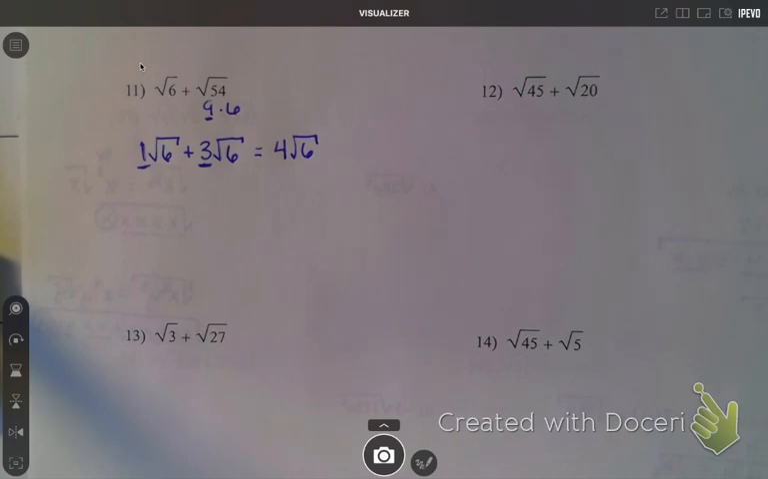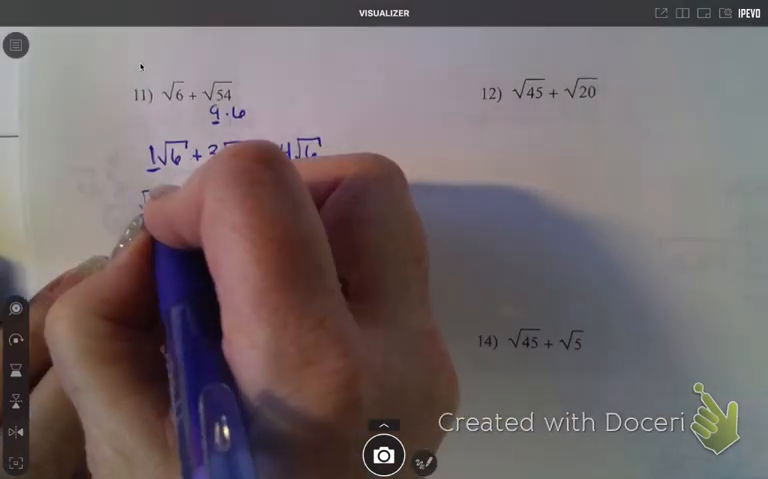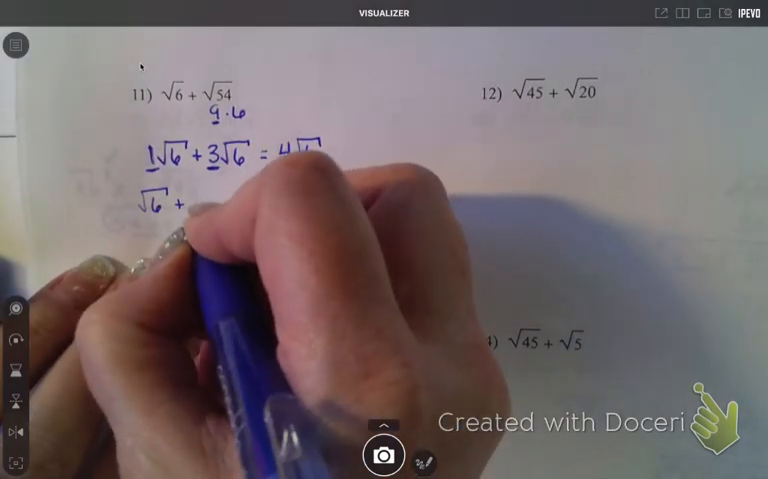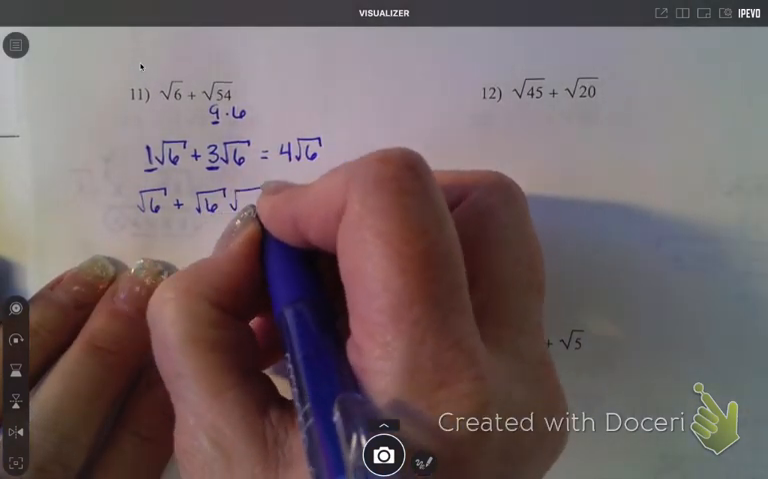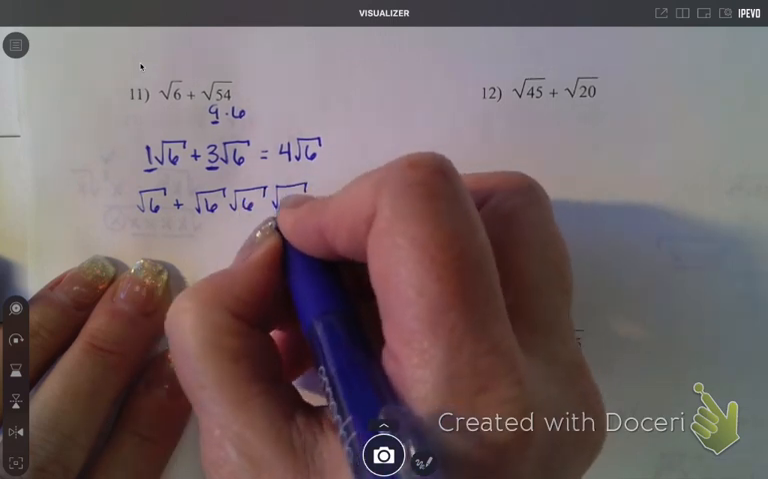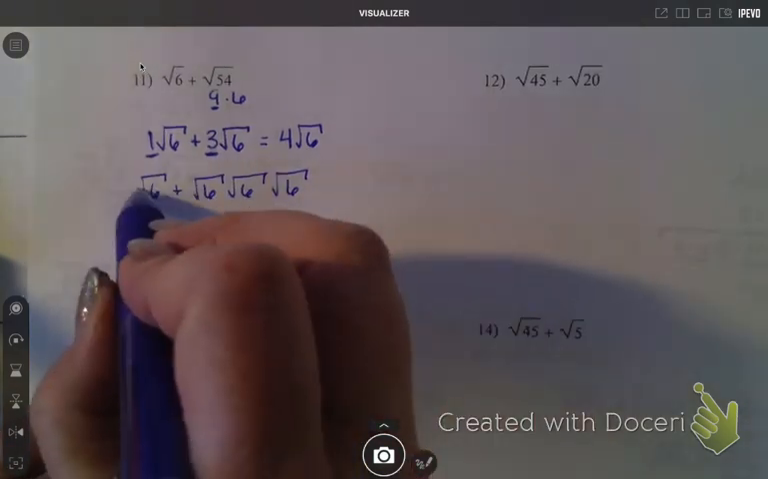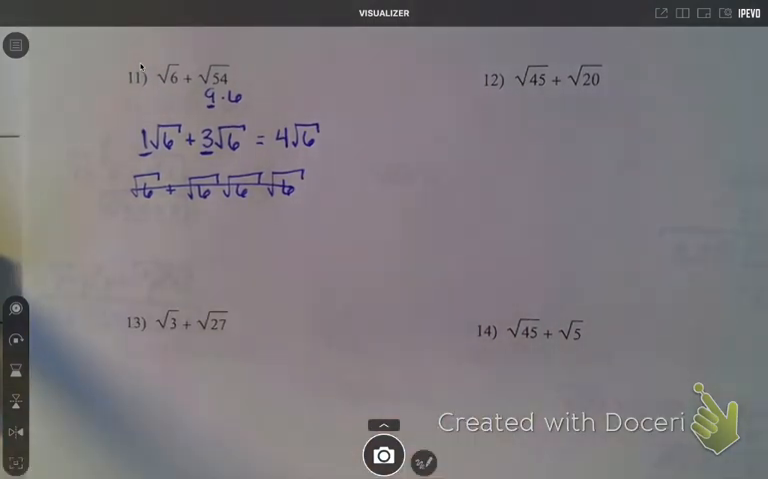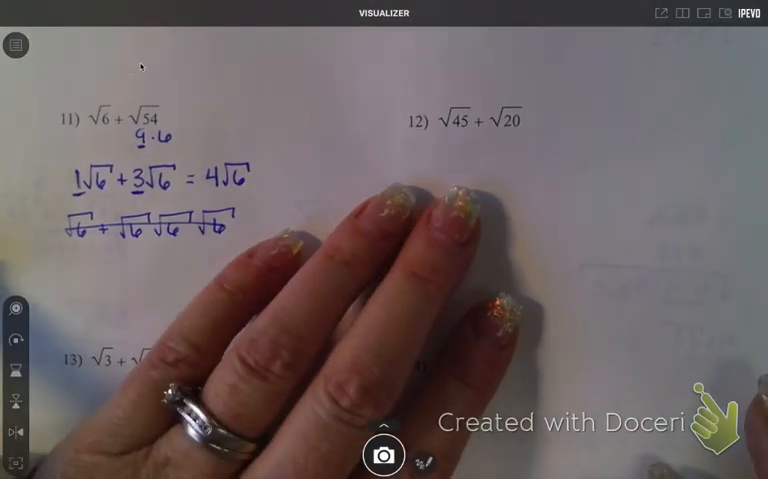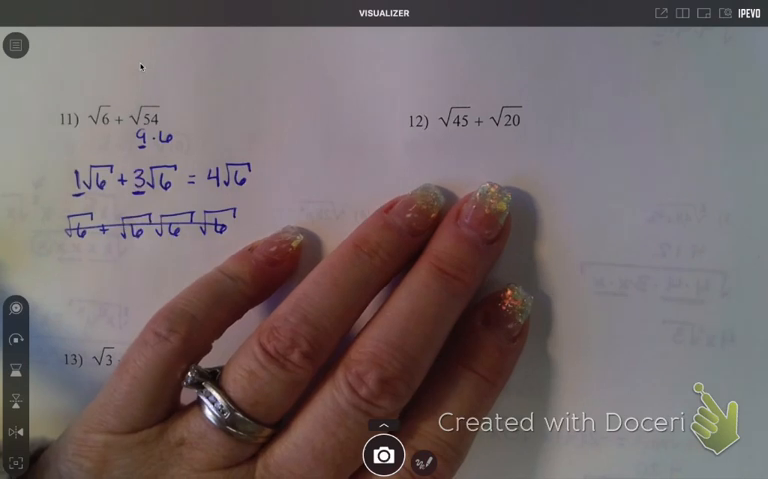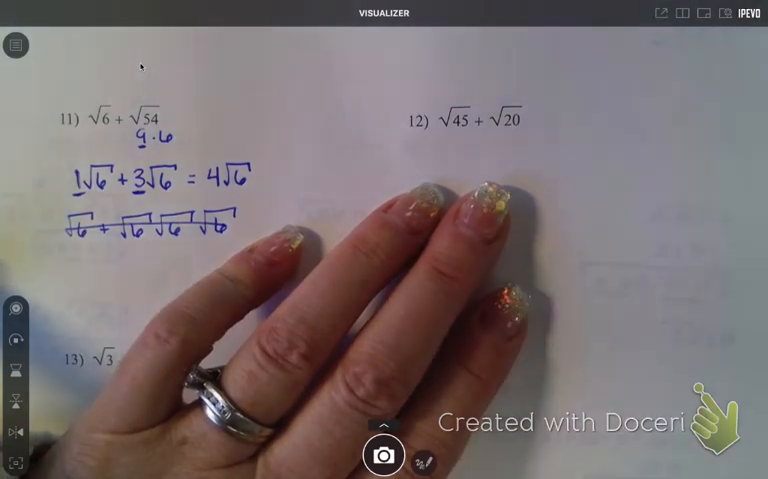Okay, let me show you here. I have a square root of 6 plus square root of 6, square root of 6, square root of 6. How many square roots of 6 do I have up there? 4. Make sense now? Don't do it like that ever. That would take you forever and a day. Okay, so on 12, what do we have to do first? Simplify. So do it.